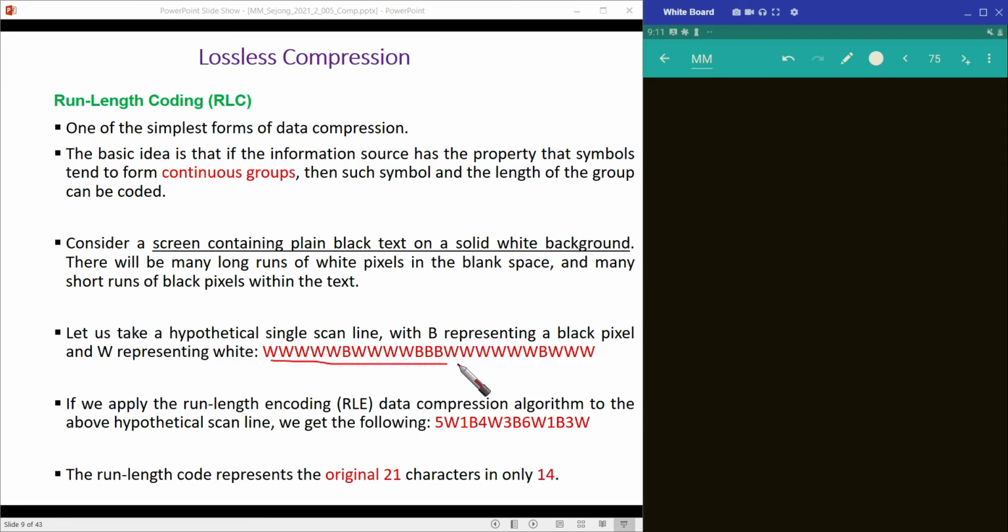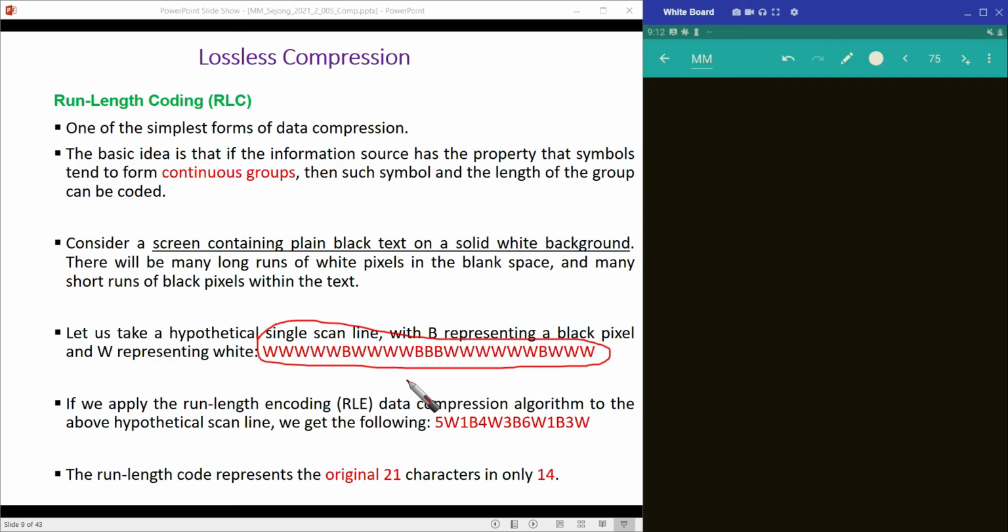Now let's say somehow we scan such a line, an imaginary line. We represent the first pixel as white, the second pixel white, third pixel white, fourth pixel white, and fifth pixel white, then the sixth pixel is black, and in this way this is the pattern. Now if this is our information for that kind of line, then we can use run length encoding to compress our data.